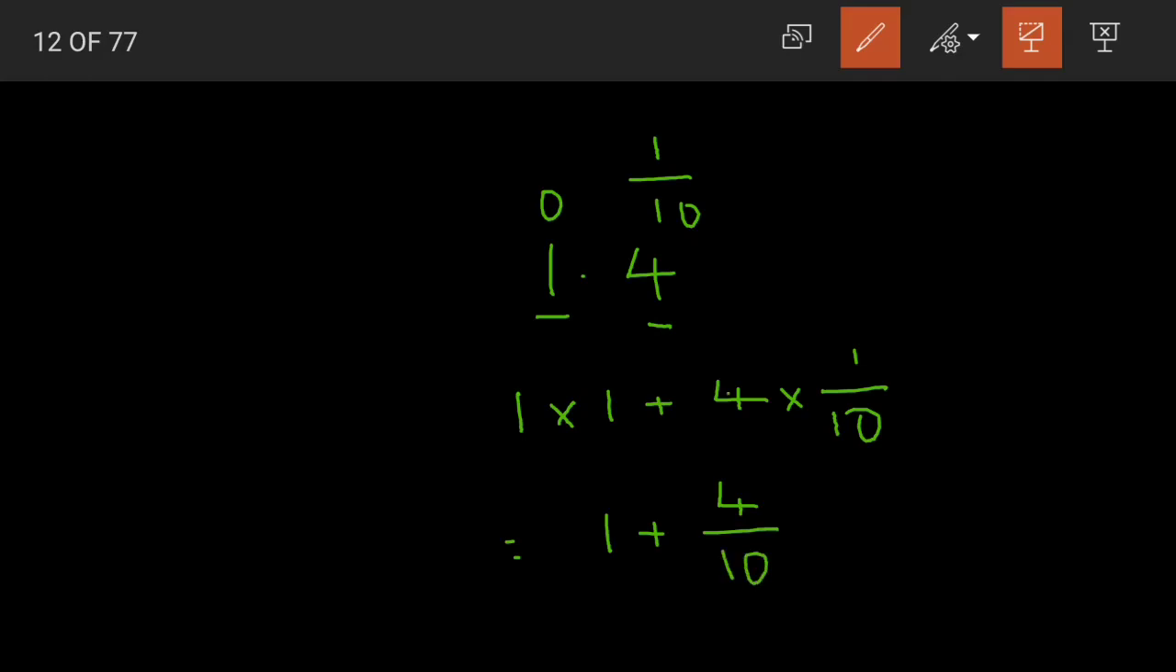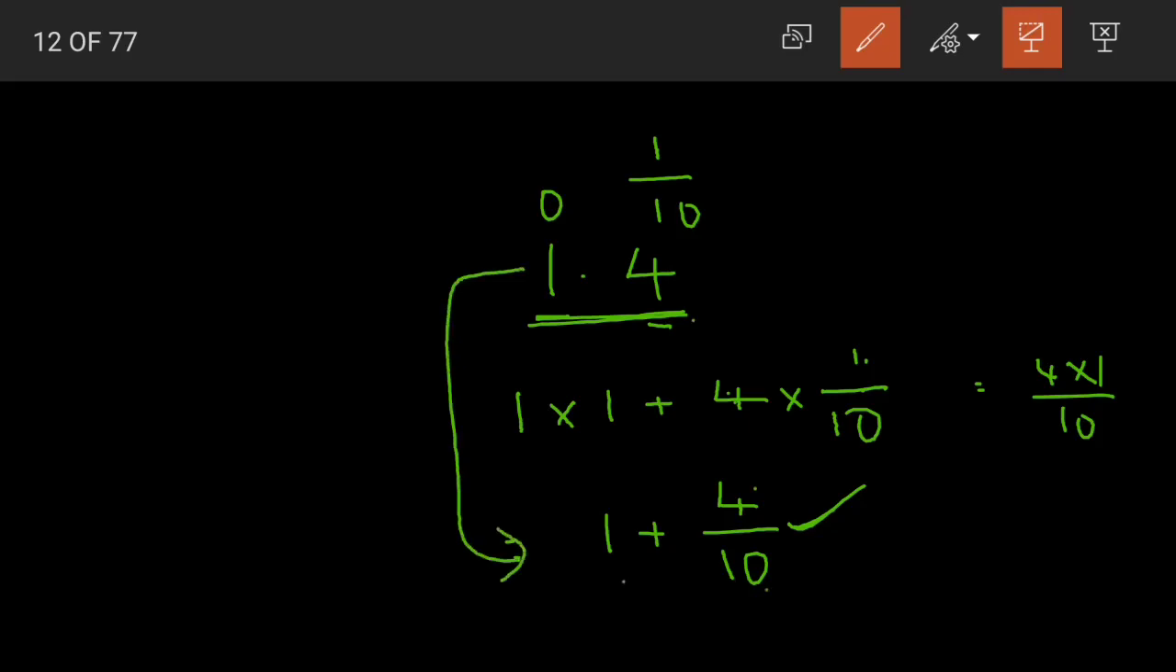Yes, we have learned about the multiplication of fractions and whole numbers. How will we multiply this? 4 into 1 divided by 10, that is nothing but 4 by 10. Now what did we conclude here? 1.4 is nothing but 1 plus 4 by 10. We have converted this decimal number into a whole number plus a proper fraction.